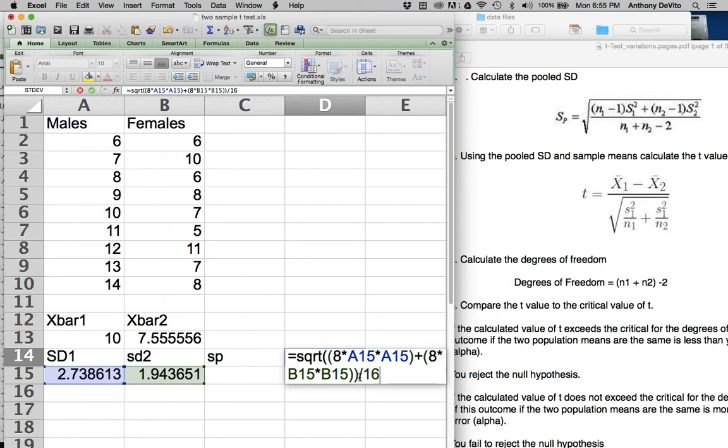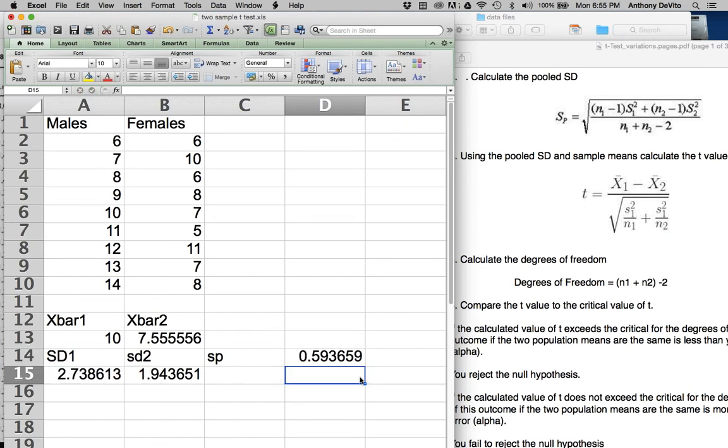And I'm going to cross my fingers and hit enter. Anybody think that's going to work, right? Okay, everybody have some level of confidence it's going to work? Okay, so here's our pooled standard deviation. Pooled standard deviation is equal to 0.6, basically.